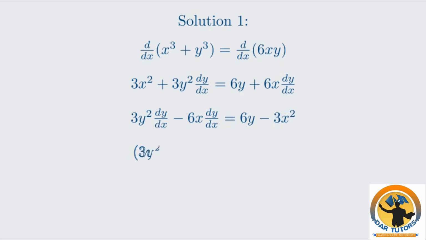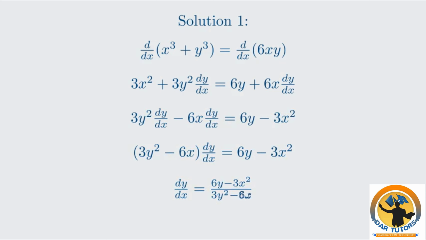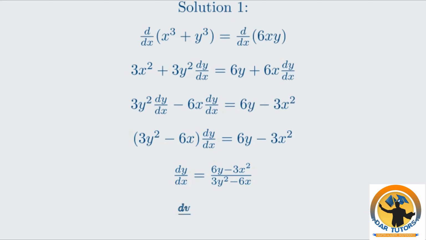We get (3y squared minus 6x) times dy/dx equals 6y minus 3x squared. Dividing, we find dy/dx equals (6y minus 3x squared) all over (3y squared minus 6x). We can simplify this by dividing the numerator and denominator by 3, giving us (2y minus x squared) all over (y squared minus 2x). Here is your second practice question.